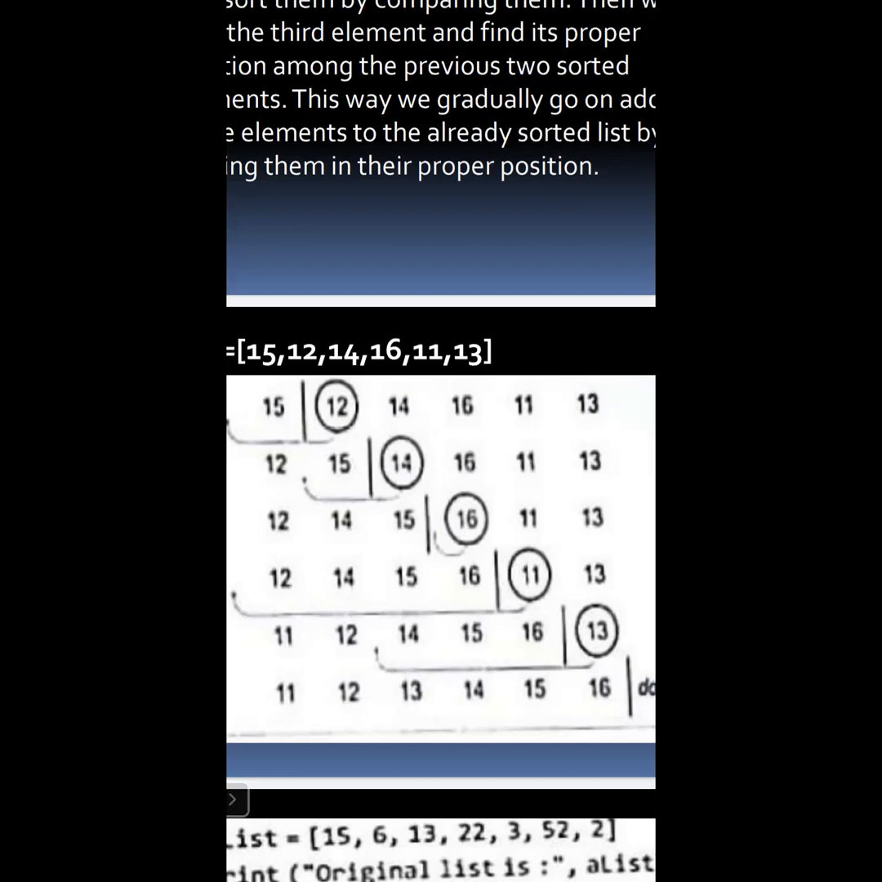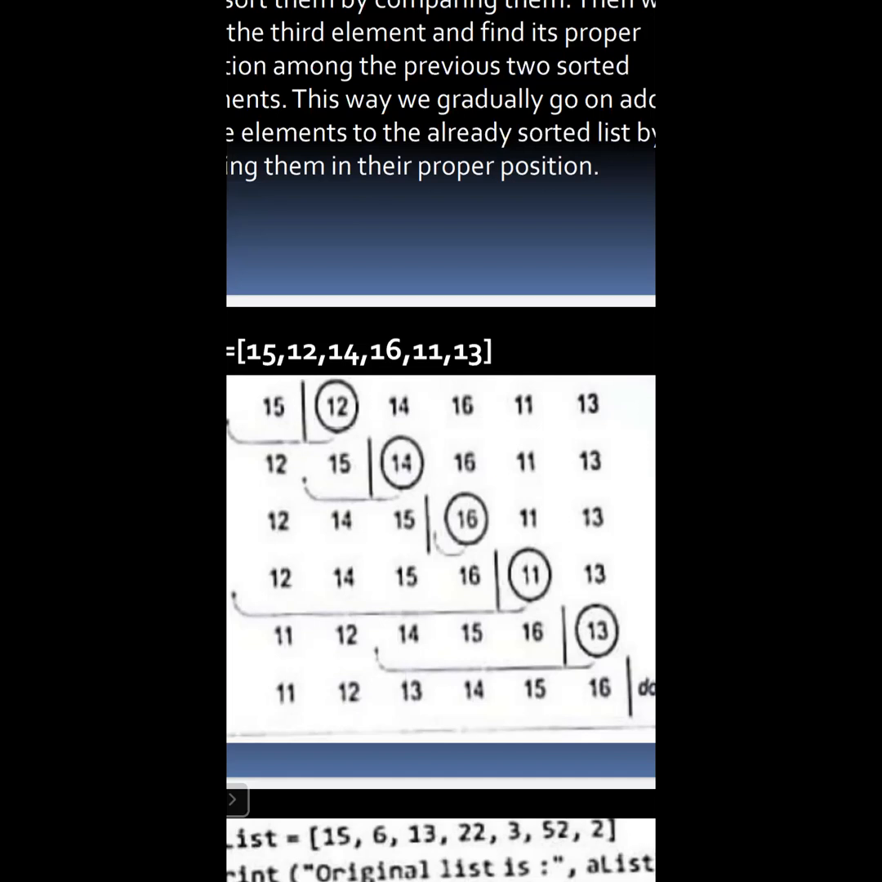Then what is the condition? 13 lesser than 16. True, sir. Condition true, what will happen? Swapping will happen, sir. Very good. Now 13 will be in the position of 16. Again it will check. Again 13 lesser than the previous element, that is 15. Can you understand? Condition true, swapping will happen. Now 13 will be in the 15th position.